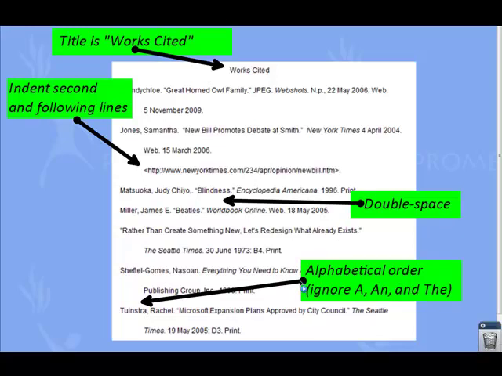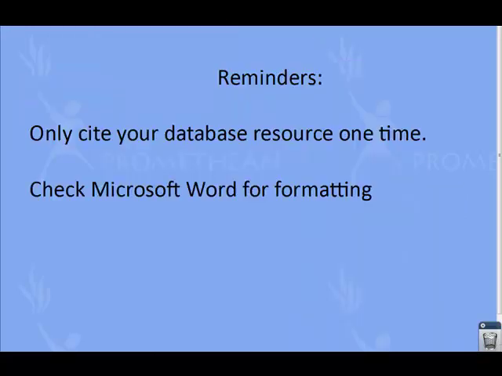Now you only have 2 entries you're going to put in your works cited page, so that should be pretty easy. But you want to alphabetize by the first word of an entry. It doesn't matter if that's an author's last name or a title of the database. You always use whatever the first word of the entry is. So those are your reminders about the overall format.